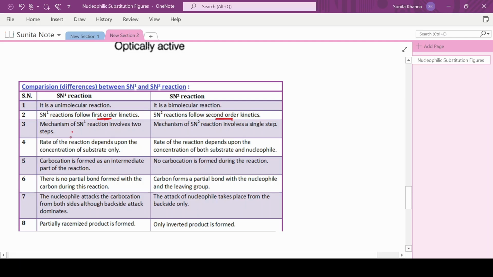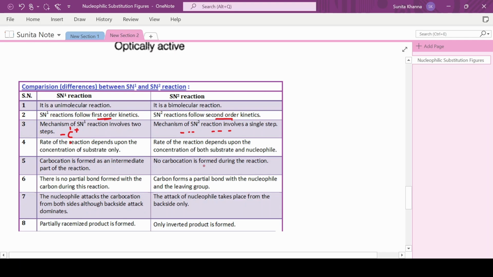In SN1, in the first step carbocation formation takes place, and in the second step it is attacked by the nucleophile, resulting in the product. In SN2, both the leaving group and the incoming nucleophile are happening at the same time. In SN1, the rate of reaction depends only on the concentration of the substrate, as we have discussed. In SN2, the rate of reaction depends upon the concentration of both the substrate and the nucleophile. Here in SN1, the carbocation is formed as an intermediate species.